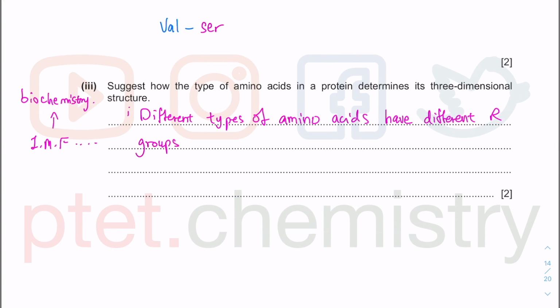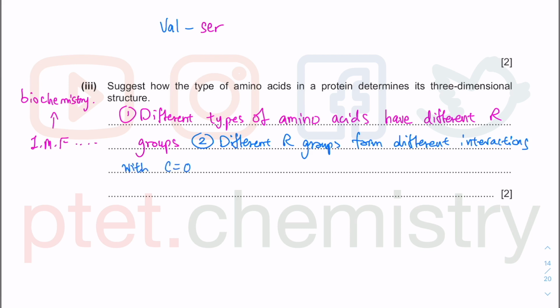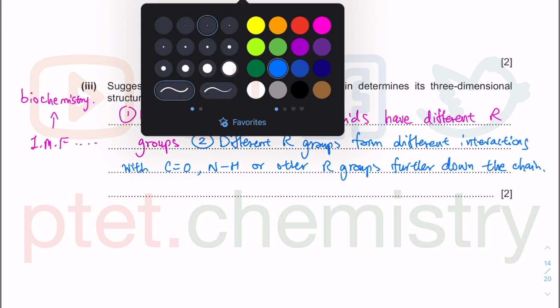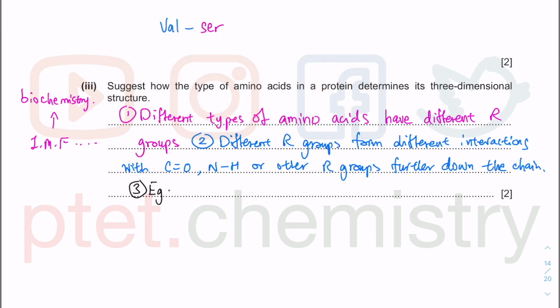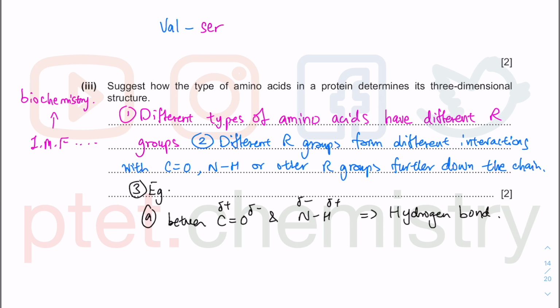And these different R groups can form different interactions with each other. Different R groups form different interactions with the CO or the NH or other R groups further down the chain, because you have a long chain, right? Further down the polymer chain. So for instance, the best kind of answer would be to specify a few things. For example, between CO, delta minus, and the NH, delta plus, you can have hydrogen bond. Hydrogen bond is pretty strong, and that is usually what is holding the really strong intermolecular forces that hold protein together. What else can you have?